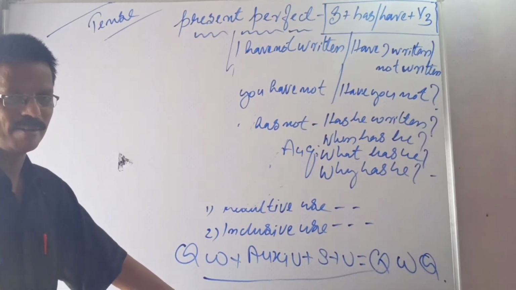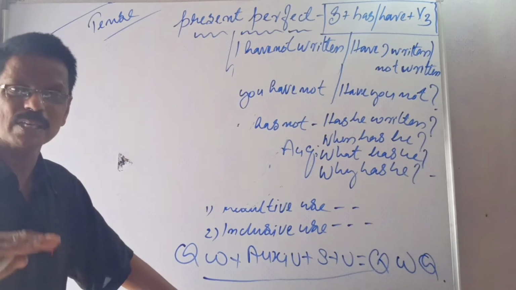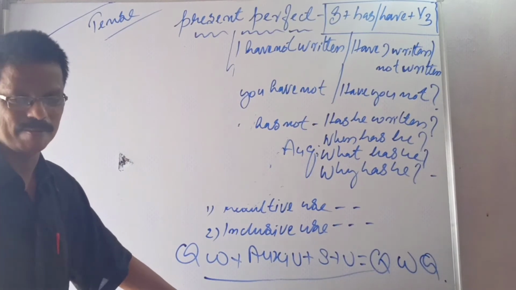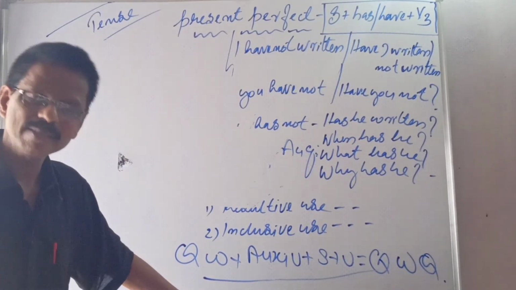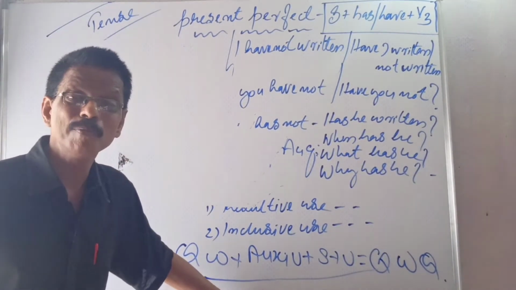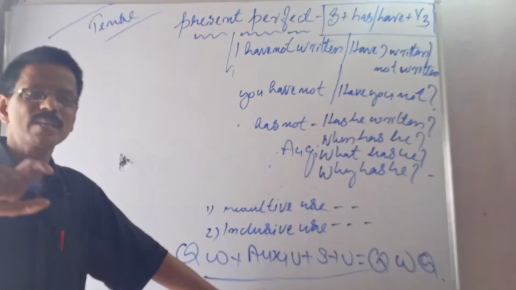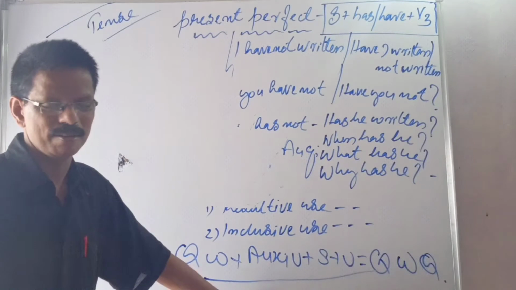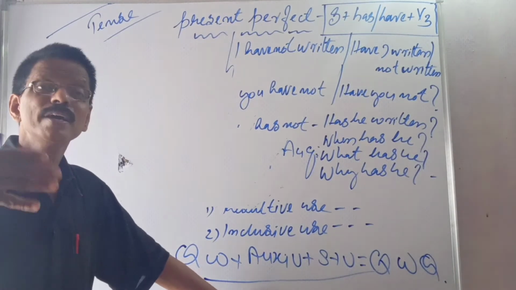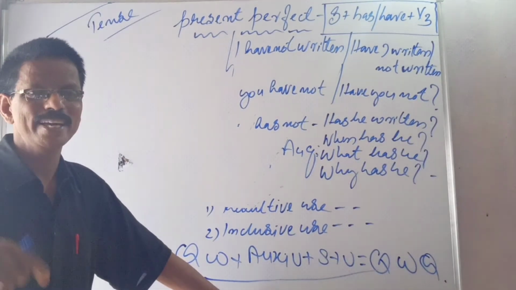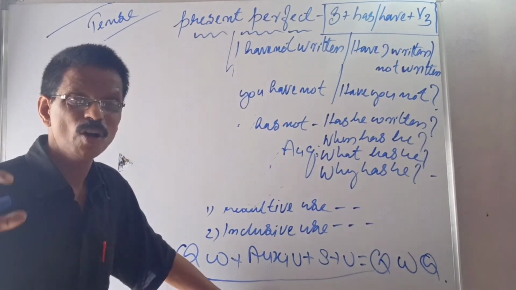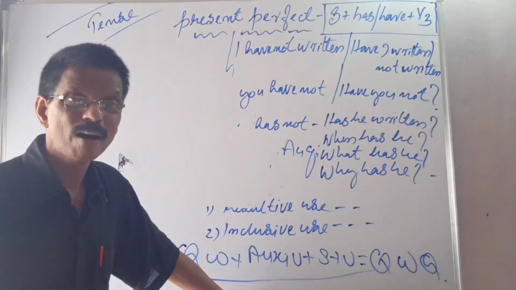Present perfect tense expresses an action that is completed at the moment of speaking. About whatever time we are telling, at that time it is completed. The perfection or completion of an action by now. Now completed, that's the meaning.